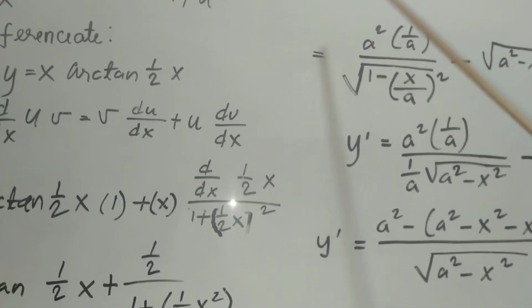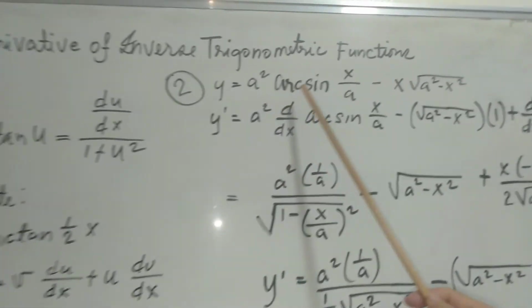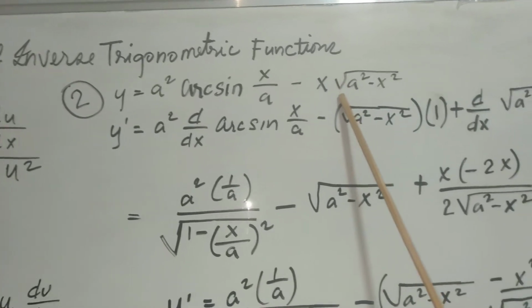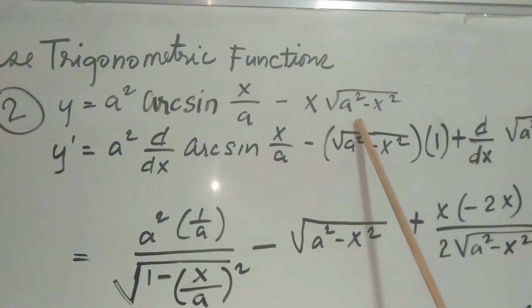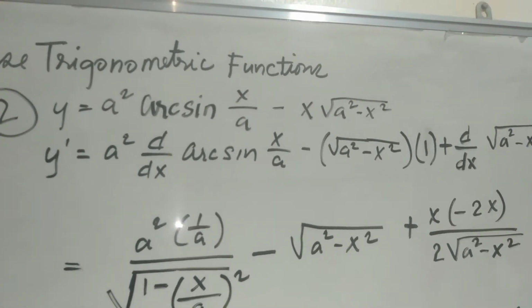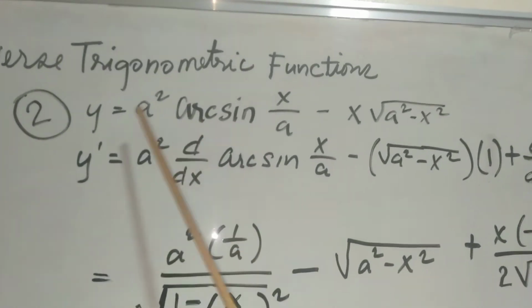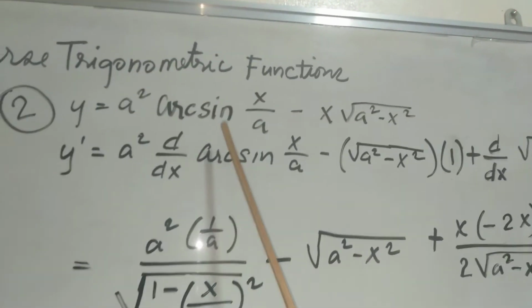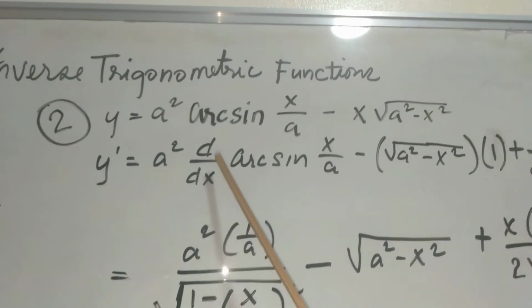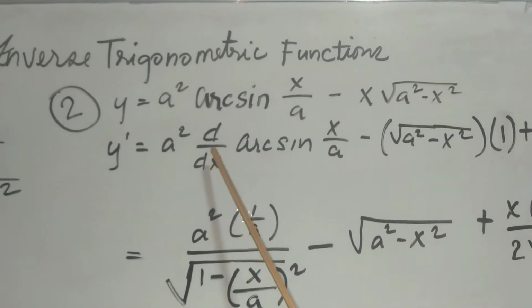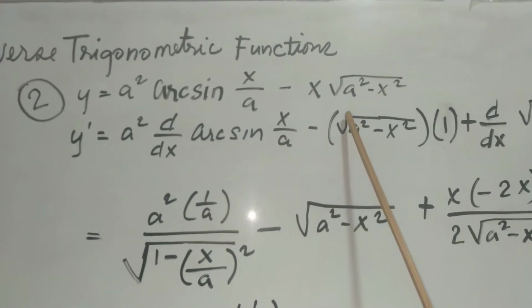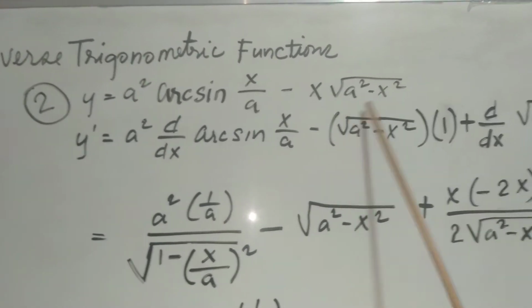The given is y is equal to a squared arcsine x over a minus x times this radical here, the square root of a squared minus x squared. Since a is a constant, we will not touch this one, just put this outside the differential. So, a squared times the derivative of arcsin x over a, which is our u, minus, this is applying the product rule here.